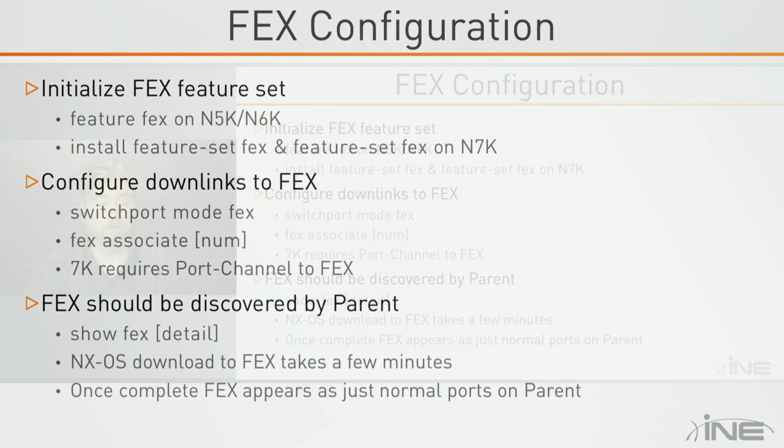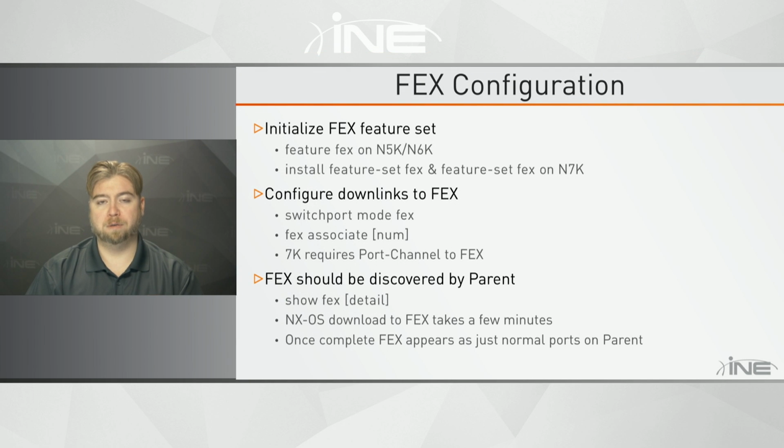Okay, if the version of code needs to change from the parent switch to the extender, it happens automatically. So when you do an in-service software upgrade and you change from, let's say, 7.0 up to 7.2, once the code change is done on the parent switch, it downloads that to the extenders, and then one at a time the extenders will load the new code, reboot, go on to the next one, load the code, reboot, and so on and so forth. So the FEX and the parent switch are always running the same major version of code, and if they have a different sub-release, the parent is automatically going to download it to the extender.